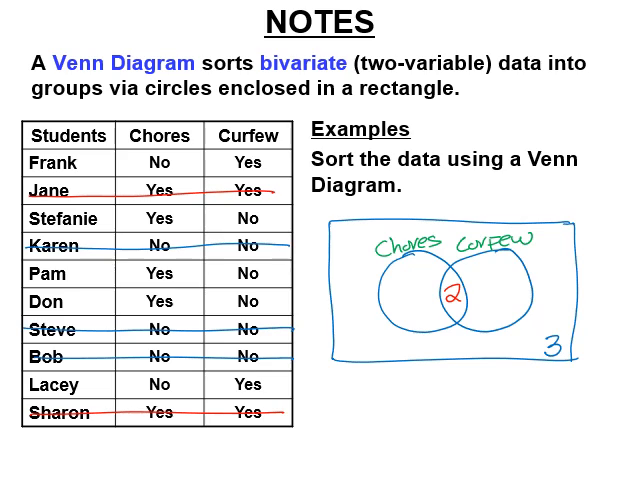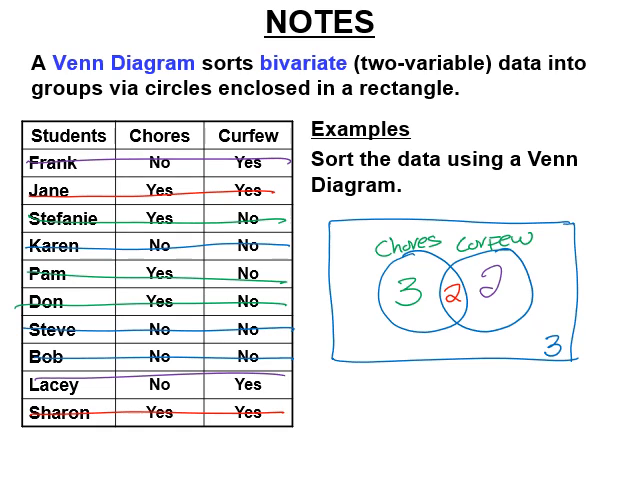And so the people who had yes for chores and no for curfew: Stephanie, Pam, Dawn. So there were three of those. And then curfew but no chores, let's use a different color for that, were Frank and Lacey. And so there were two there. And that is how you sort things using a Venn diagram.